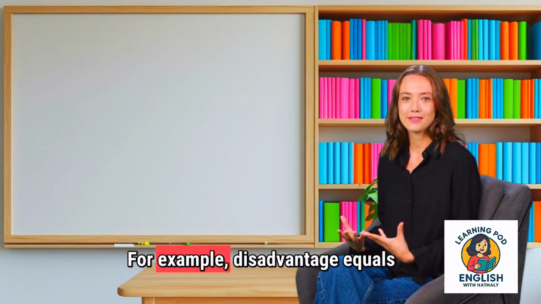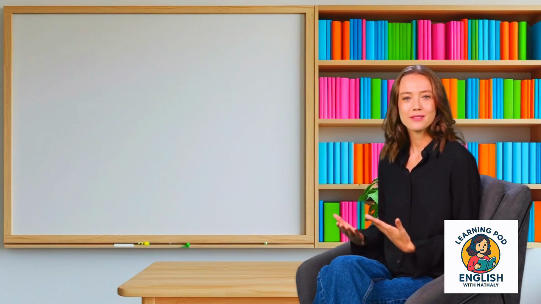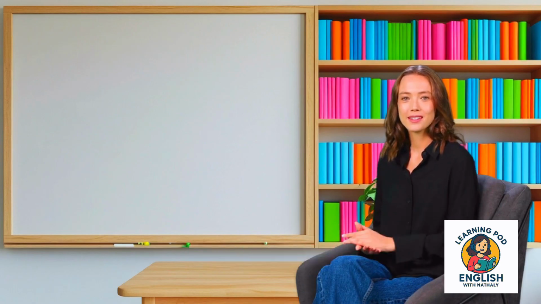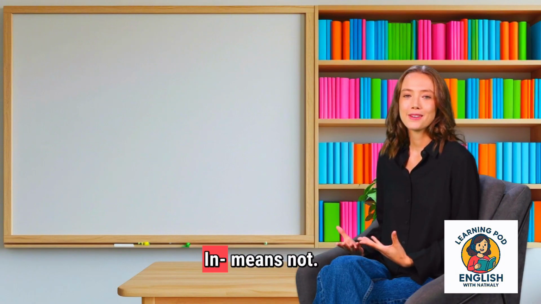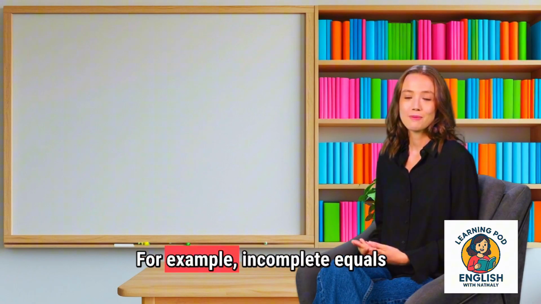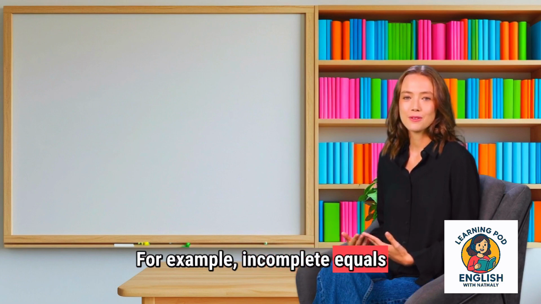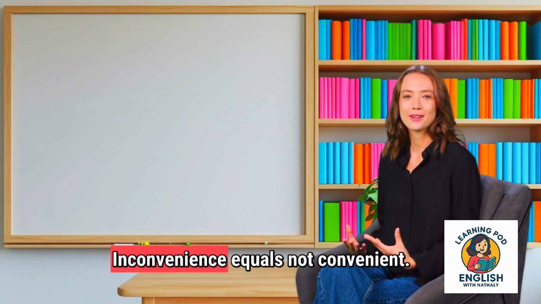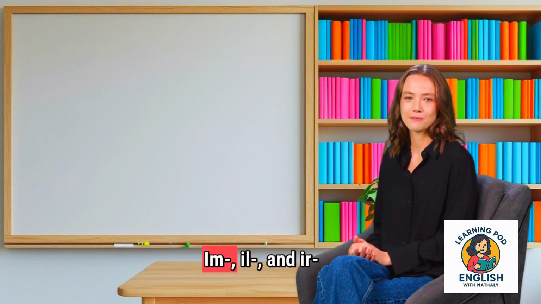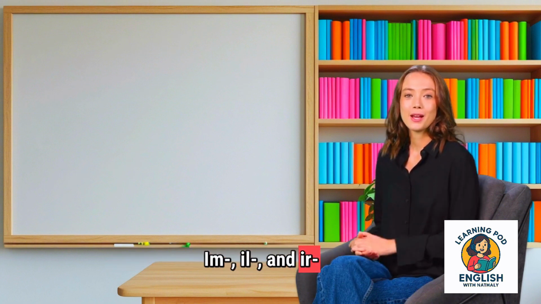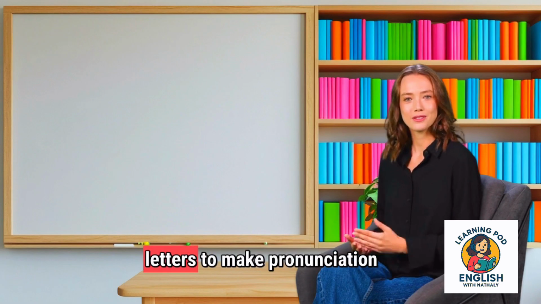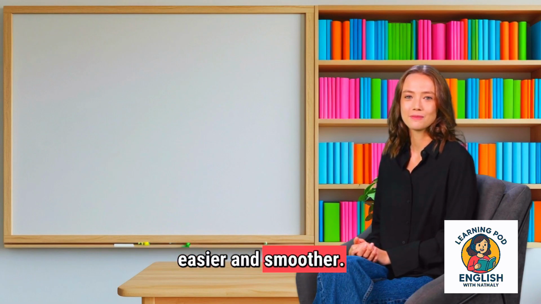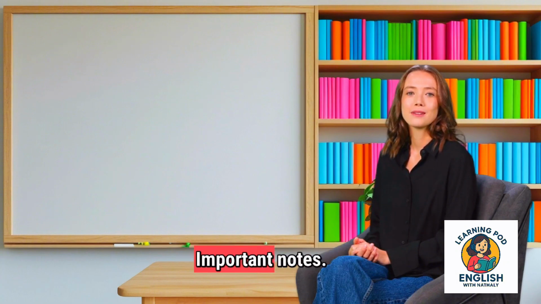For example, disadvantage equals not an advantage. Disrespect equals lack of respect. In means not. For example, incomplete equals not complete. Inconvenience equals not convenient. Im, il, and ir are special forms of in used before certain letters to make pronunciation easier and smoother.